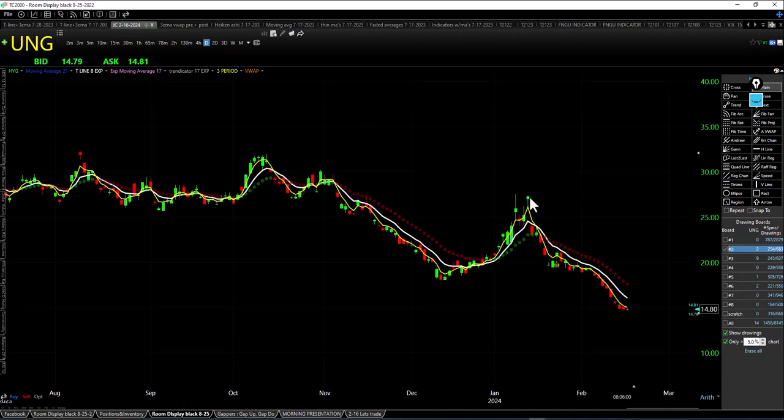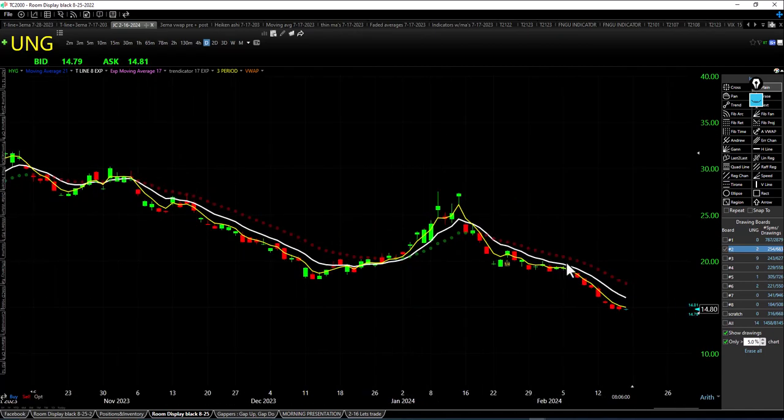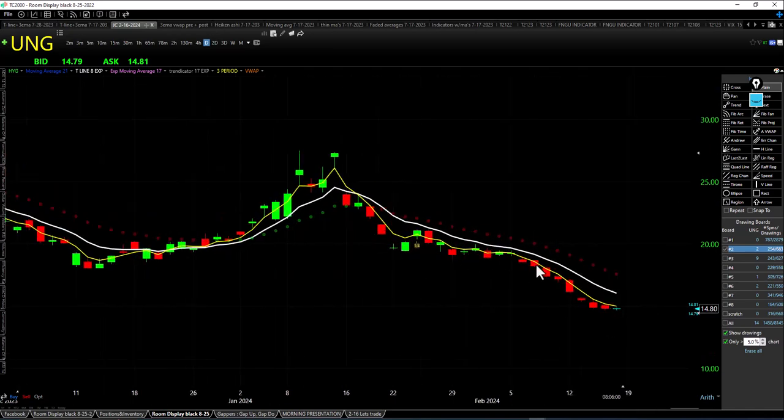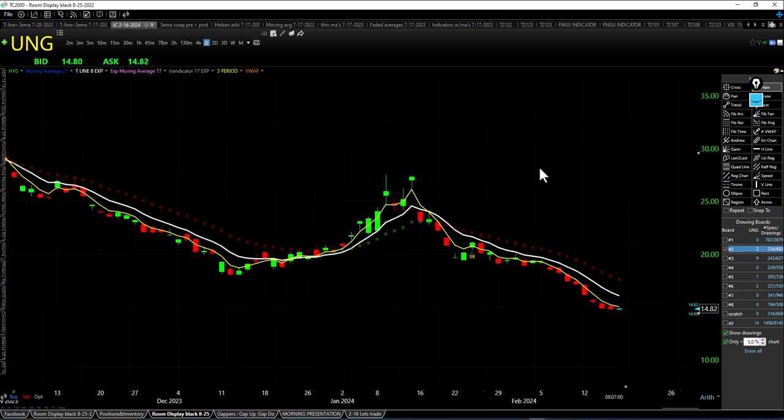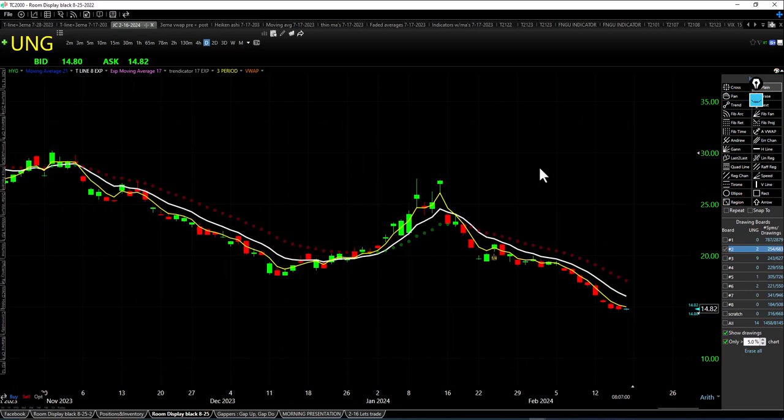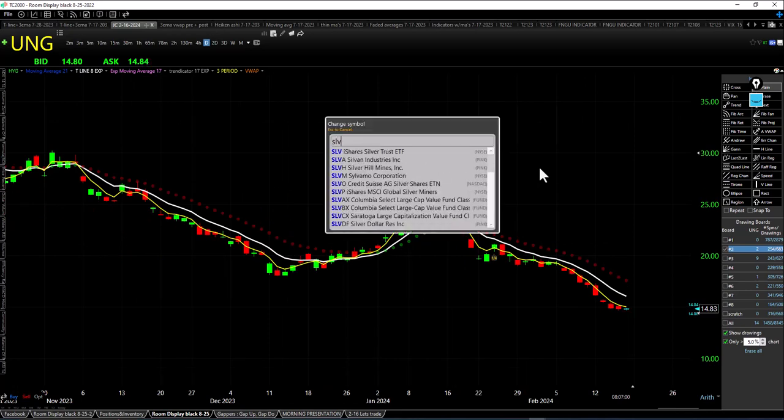UNG continues to disappoint in a downtrend, underneath the trend indicator, underneath the trap, underneath BYOB. It's just melting right here. So there's UNG making new all-time lows yesterday: lower high, lower low, closing under the trap, under the trend indicator. Let's take a look at precious metals, silver.